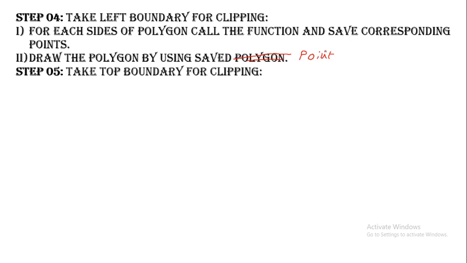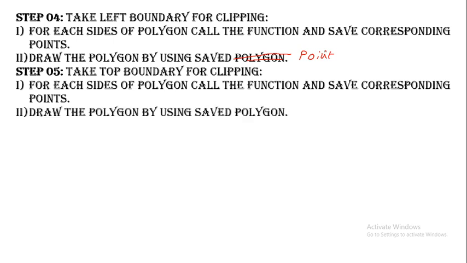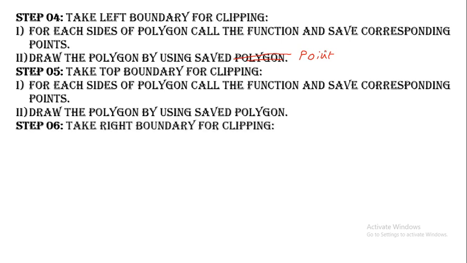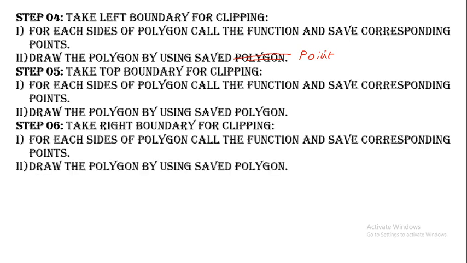And then step number five, the same thing you have to perform by considering the top boundary. Now you consider the top boundary, and then call the function for each side of the polygon and save the corresponding points. And by using these saved points, you draw the polygon. That is step number five. Step number six is to take the right boundary now. Perform the same steps: call the function, save the corresponding points, and then draw the polygon by using the saved points.